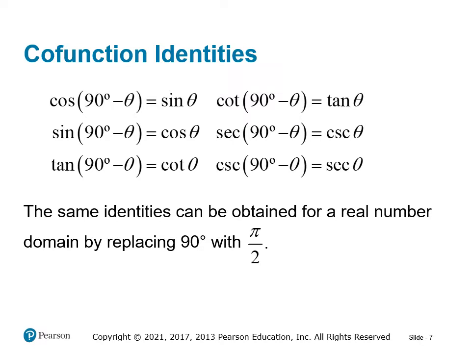The same identities can be obtained for a real number domain by replacing 90 with pi over 2. Of course we know this. This is just moving from degrees to radians, and it works in either notation, if you will.